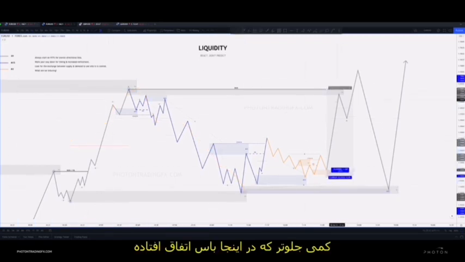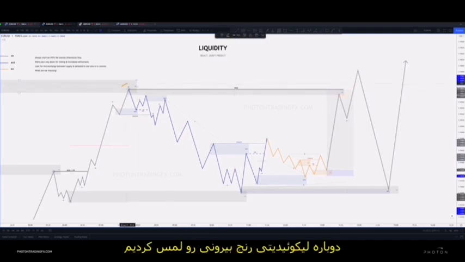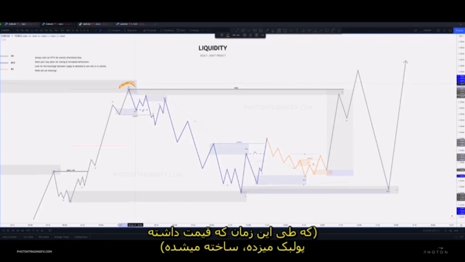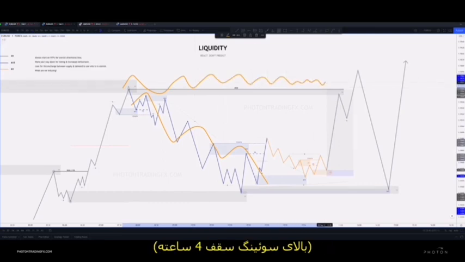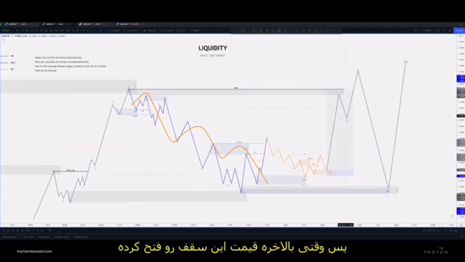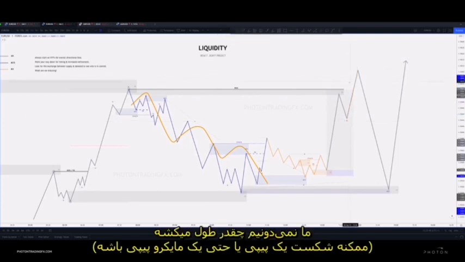So then later on, when we get that break of structure over here, we're again tapping into the external range liquidity that has been building up the entire time price has been pulling back. There's going to be loads of liquidity building up above the top of this range, the top of the 4-hour swing high.